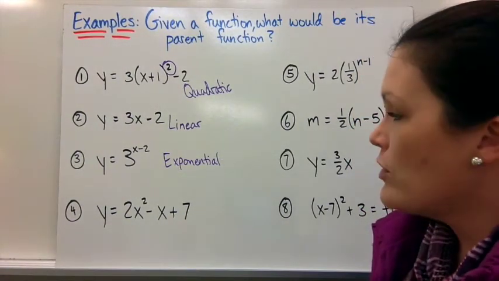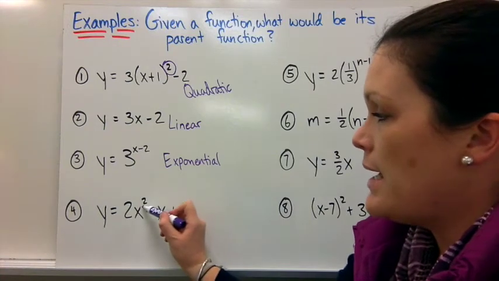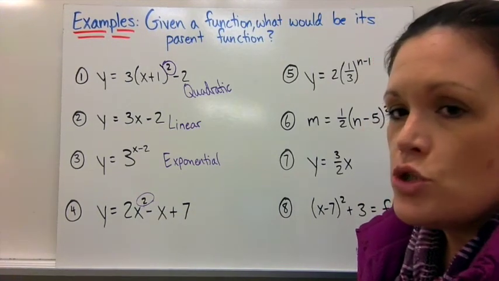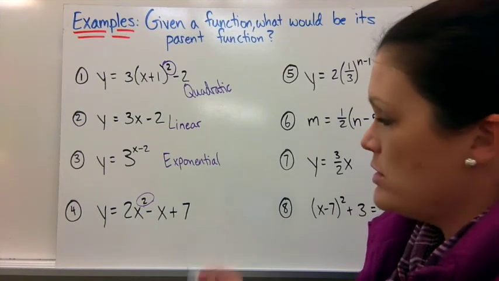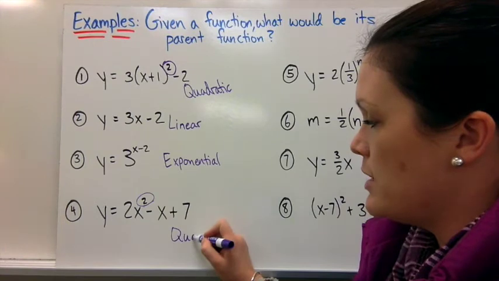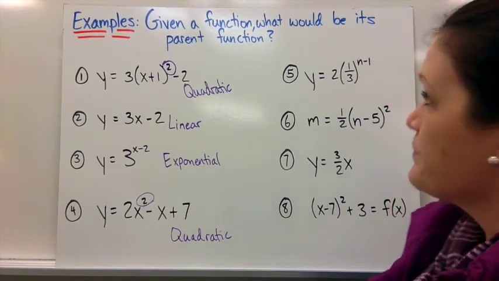For number 4, I have y equals 2x squared minus x plus 7. Notice my exponent I'm staring at is a 2, so x is not part of the exponent. It's definitely not linear, so this one would be quadratic because something is squared for my highest degree.